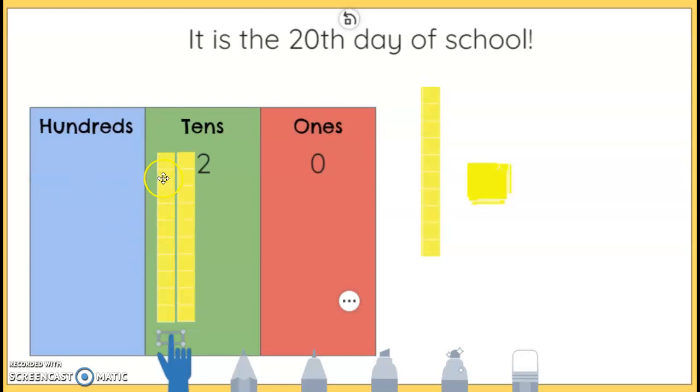Let's count and make sure we have 20. 10, 20. Now it's your turn. Go ahead and drag over 2 longs into the tens column to show 20.